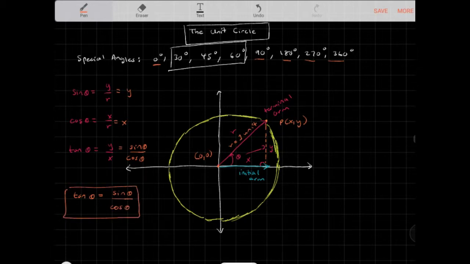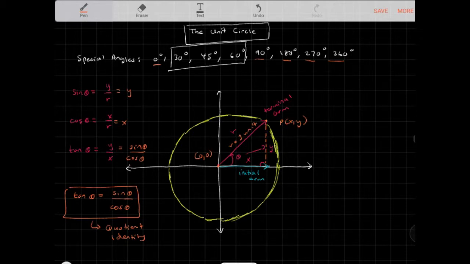This is the quotient identity. Basically, tan of any angle theta is equal to sine of that angle divided by cos of that angle. So keep that in mind. We understand that notion, but we also stated that points can be expressed as x and y, right?